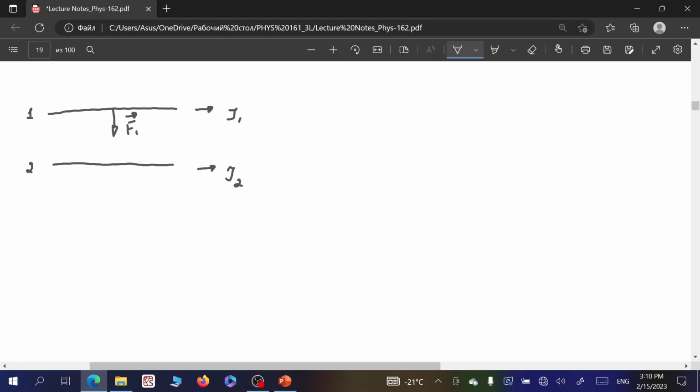So there is some distance A between these two conductors, and we can write that F1 vector is equal to I1, the electric current which flows through the first conductor, times L vector. L stands for the length of this conductor.